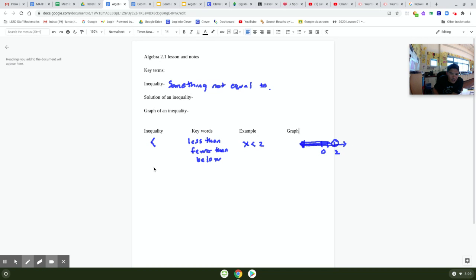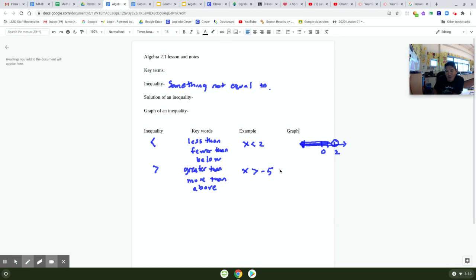Another type of inequality is just the opposite of that, greater than. Some keywords for that inequality: instead of fewer than, you could say more than, or above. Keep in mind, those aren't the only keywords. Those are just very common keywords that you could use for the inequalities. To represent that as an example, x is greater than -5.